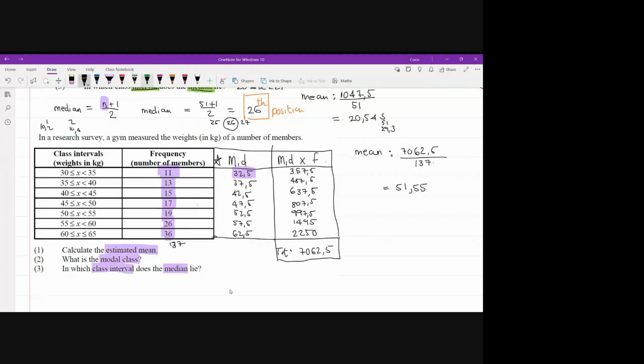Let's talk about the modal class. Now, remember, the modal class is just going to be the interval with the highest frequency. What is the highest frequency, grade 10s? The highest frequency is? Correct, it's 36. So the interval that we're looking for is between 60 and 65. Correct, so the modal class is 60 to 65.